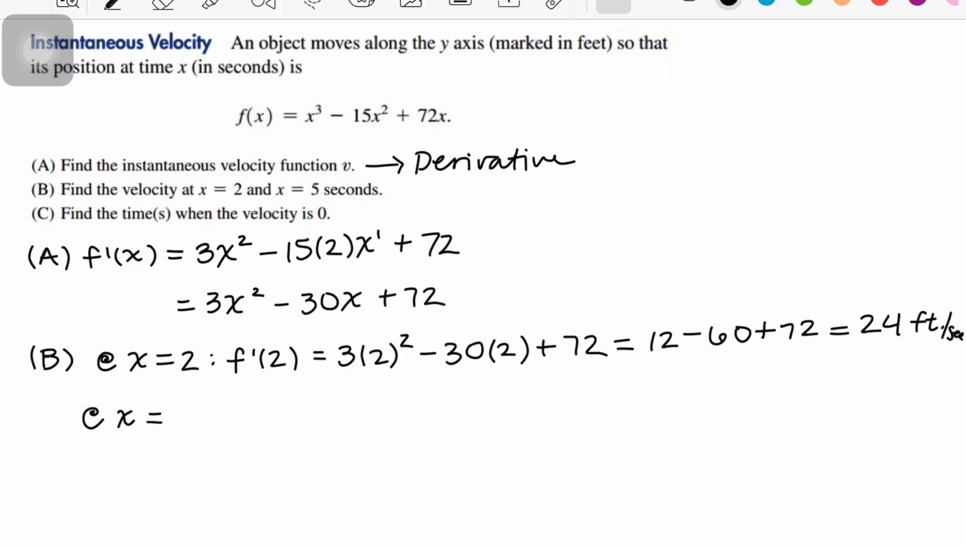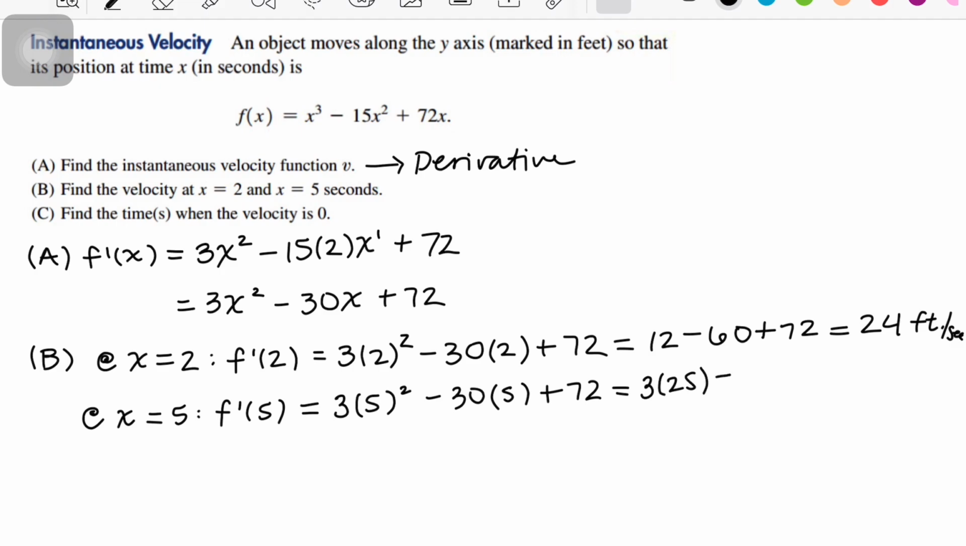And then at x is equal to, was it 5? Well, again, just plug 5 into our derivative for x. So we get 3 times 5 squared minus 30 times 5 plus 72. This is going to be 3 times 25 minus 150 plus 72. So then we just get 75 minus 150, so that's negative 75 plus 72, so we get negative 3.